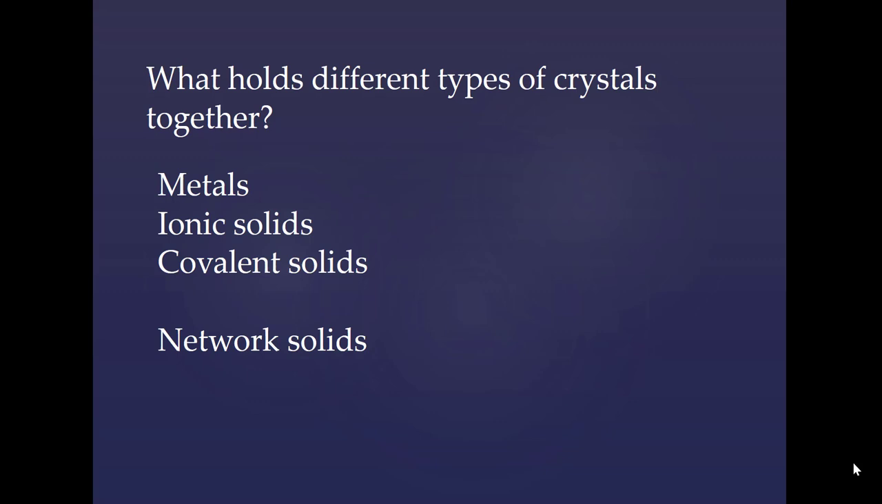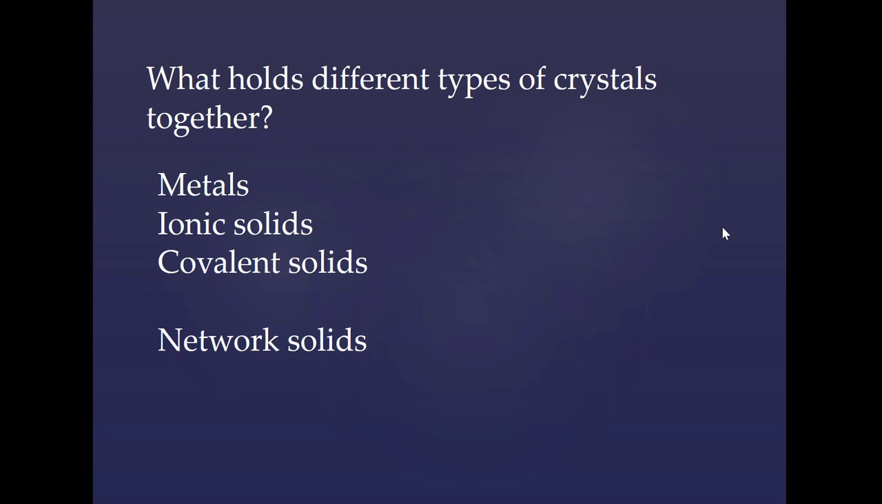All right, let's put what we've learned in this unit to our last goal and apply it. So what holds different types of crystals together? When you look at a metal substance or an ionic substance or a covalent substance, what is holding those together? We've talked about all of these, so this should all be review. We are also going to learn about network solids, which is our new material for this goal.